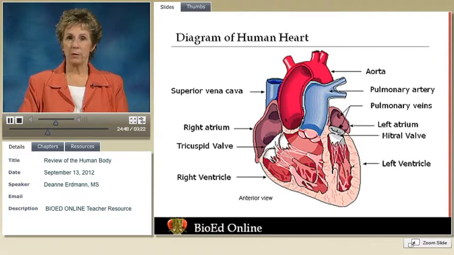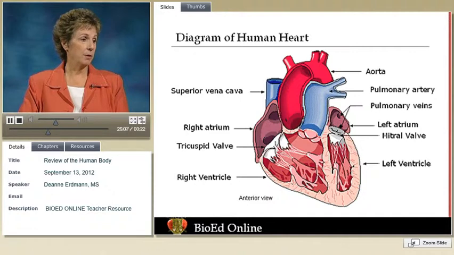This is a ventral view of the heart, so left and right appear on the opposite sides. This is a traditional view that you're always going to see. It's really two pumps working together. The right side of the heart is going to receive blood from the body. It's going to be low in oxygen.